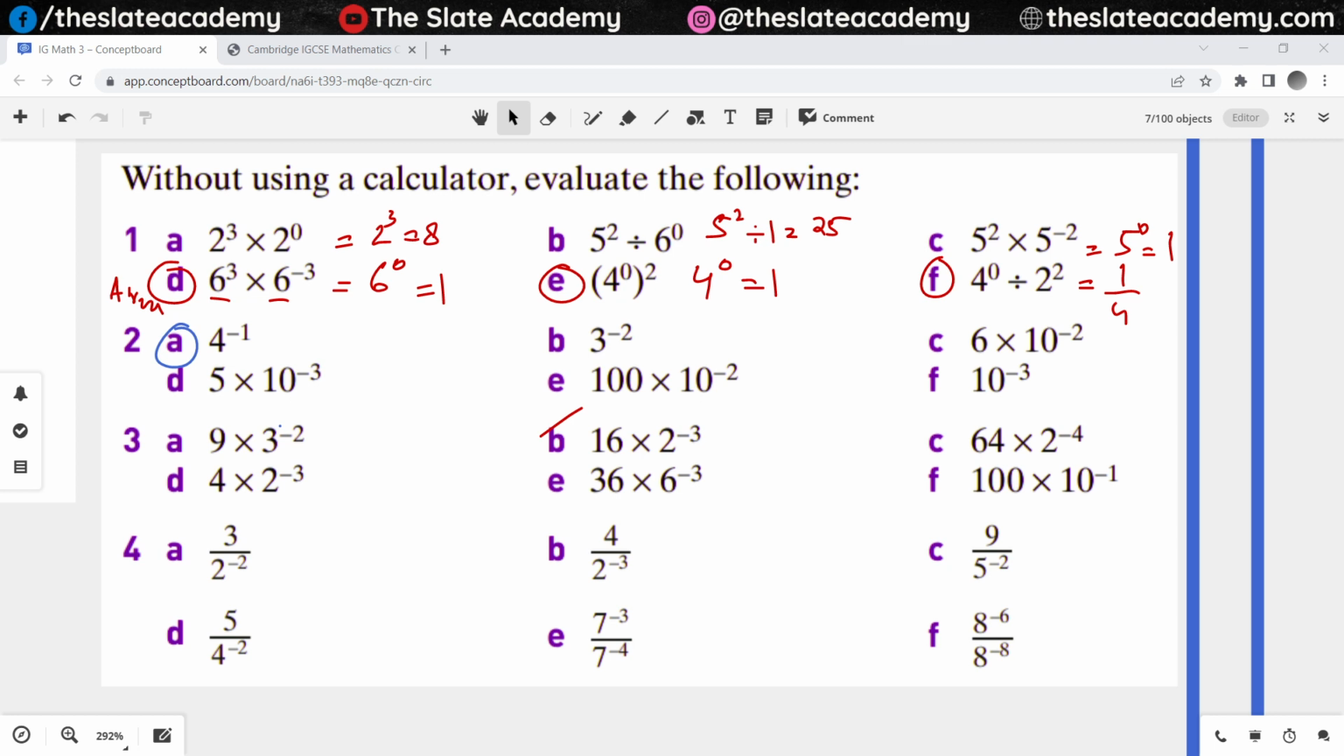Leave your answers in fraction form if you have them. 4 to the power minus 1, I would simply move it to the denominator and it will become 1 over 4. We usually do not leave negative powers in the answer. If I have a negative power in the answer, I would leave the answer in positive powers. Okay, Miss Noor, question number 2B. What's the answer?